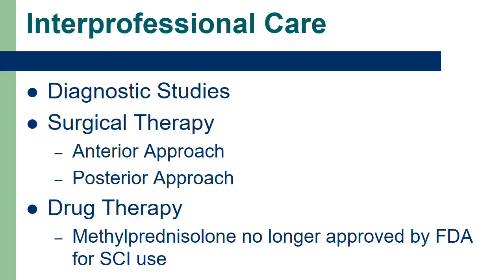Diagnostic studies: if somebody comes in with a spinal cord injury, they're going to first run them through the CT scan just to get an idea of what things look like with their injury, and then they might need to do an MRI to further assist in that diagnostic process.